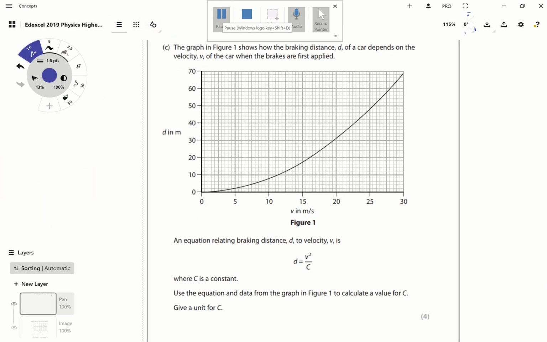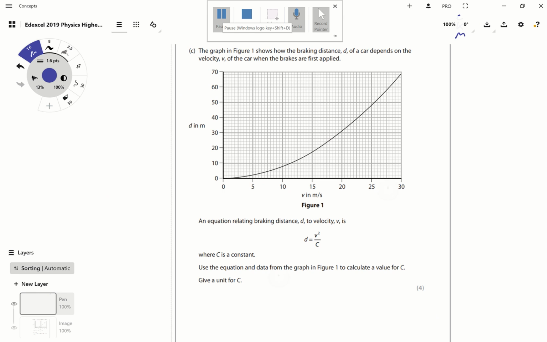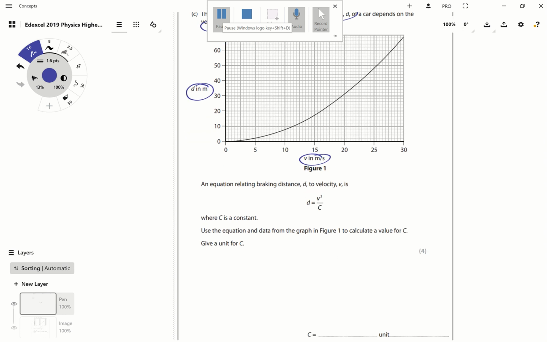These weren't done particularly well on your mock, and I think it's just that maybe it's a unit that you've not done in maths in terms of looking at these and how we calculate units. So the graph in figure 1 shows how the braking distance d, that's this one here, depends on the velocity v, and that's this one here, meters per second. And it says use the equation and data from the graph in figure 1 to calculate a value for c.